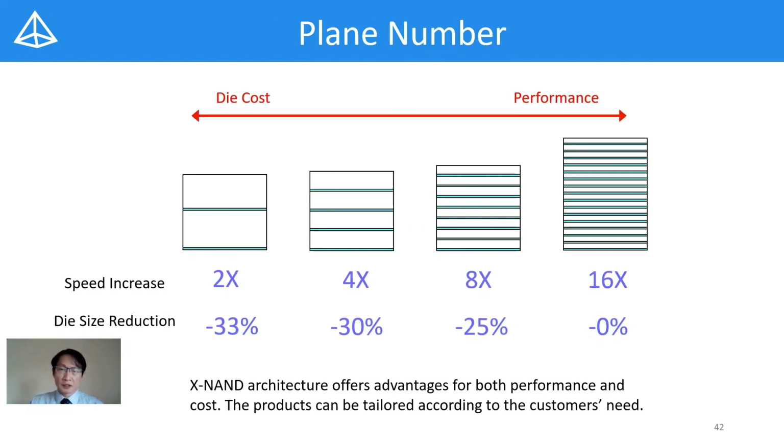We have shown the high-speed advantages of the XNAND. However, for some applications, we may not need such high speed. Then we can go with the cost-saving option. As shown in this diagram, we can choose 2 planes, 4 planes, or 8 planes. Because XNAND's page buffer size is only 1/16 of a conventional, it can reduce the die size from 25% to 33%.